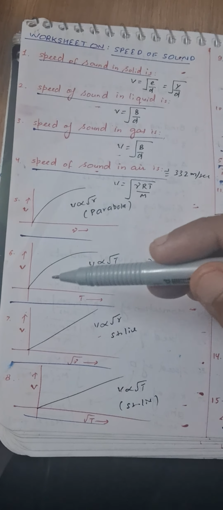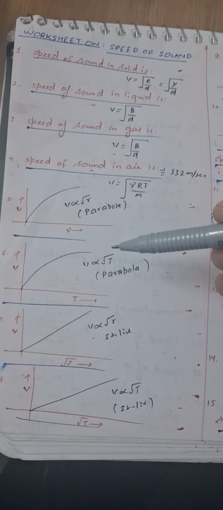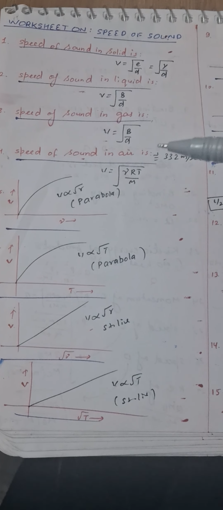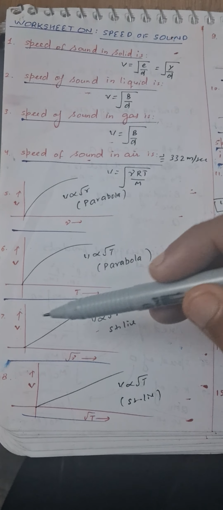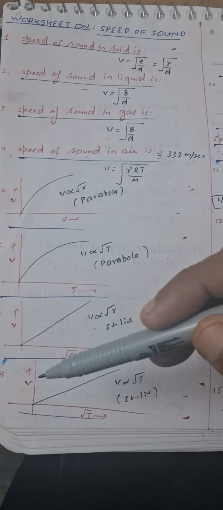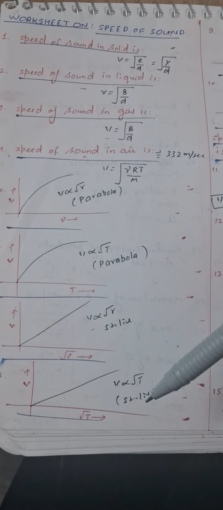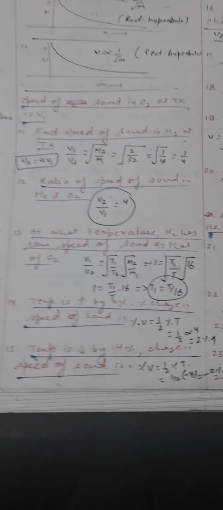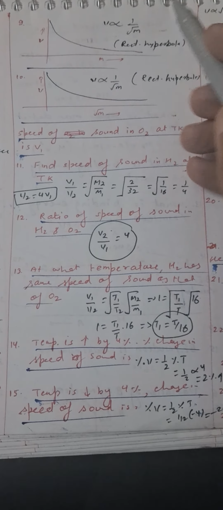Next, if we draw the graph between V and T, we can see that V is proportional to root T, so the graph again will be a parabola. However, if we draw the graph between V and root gamma, that will be a straight line, as well as the graph between V and root T, that will also be a straight line. So these are the possible graphs. Let's now move on to the next set of questions.